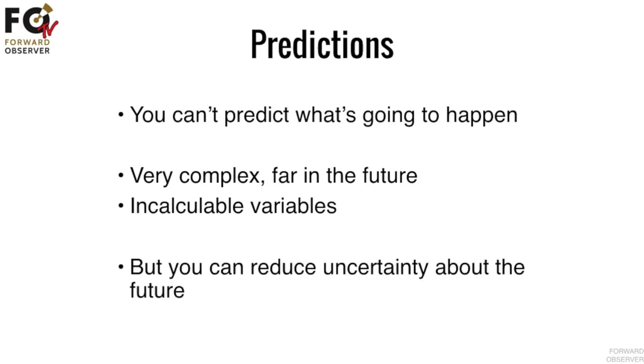But we can reduce uncertainty about the future. We can begin looking at things and saying, this is more likely to happen and this is less likely to happen. And then we can start making some strategic decisions based off what's more likely and what's less likely to happen.